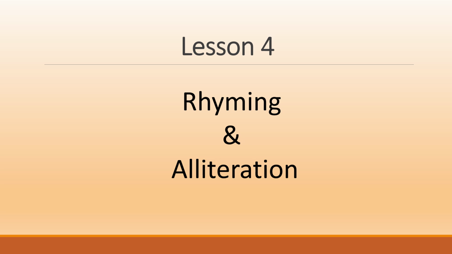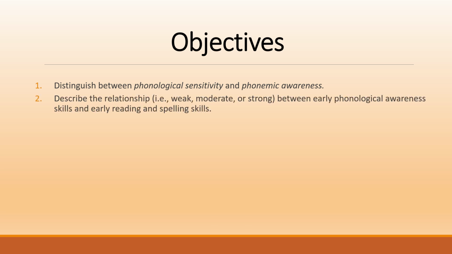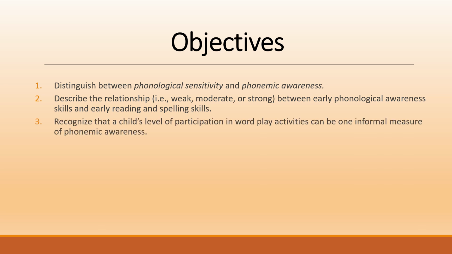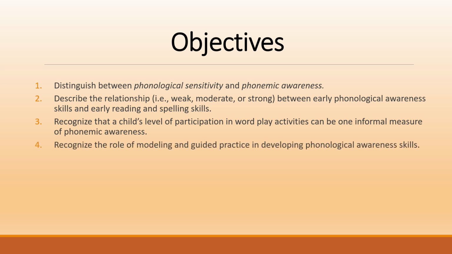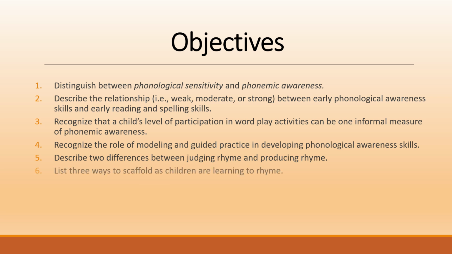Welcome to Lesson 4, Rhyming and Alliteration. By the end of this lesson, you'll be able to distinguish between phonological sensitivity and phonemic awareness, describe the relationship between early phonological awareness skills and early reading and spelling skills, recognize that a child's level of participation in wordplay activities can be one informal measure of phonemic awareness, recognize the role of modeling and guided practice in developing phonological awareness skills. Describe two differences between judging rhyme and producing rhyme.